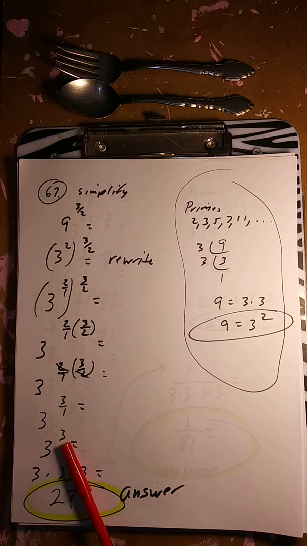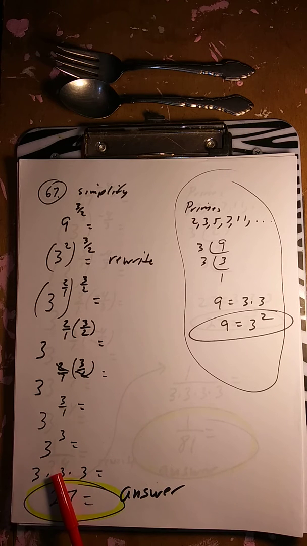3 to the 3 power. That means 3 times 3 times 3. 3 times 3 is 9, times 3 is 27. That's the answer.